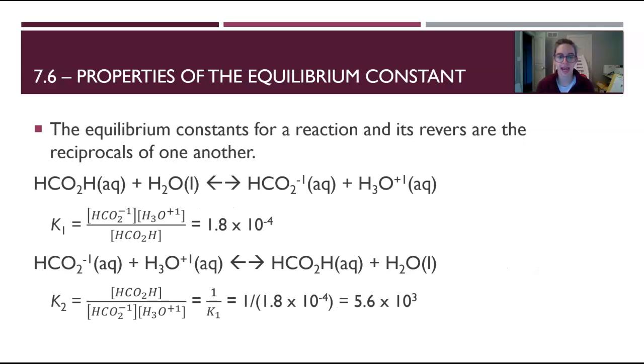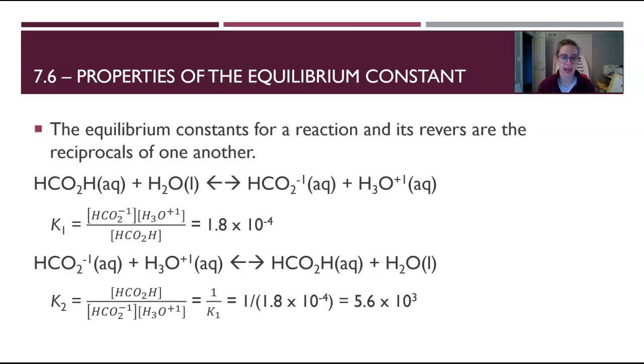When you reverse a reaction, you're going to take the reciprocal of the K value because your products are now your reactants and your reactants are now your products. So we have an acid reaction here. So we have an acid reacting with water to form the conjugate base and the hydronium ion. And so when we do products divided by reactants, we don't include our water. So we end up with 1.8 times 10 to the negative 4th.